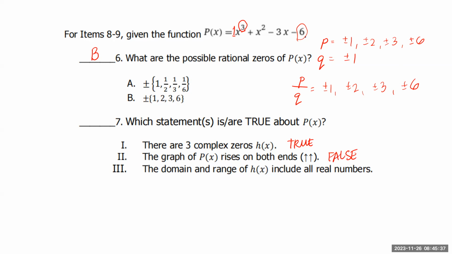Statement 3, the domain and range includes all real numbers. Let's see. If the degree is odd and the leading coefficient is greater than 0, or positive, therefore we have a down, up end behavior. And again, if we have a down, up end behavior, we have domain and range all real numbers. So statement 3 is true. Our answer is 1 and 3.